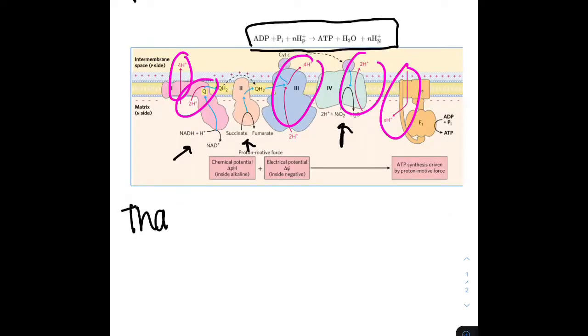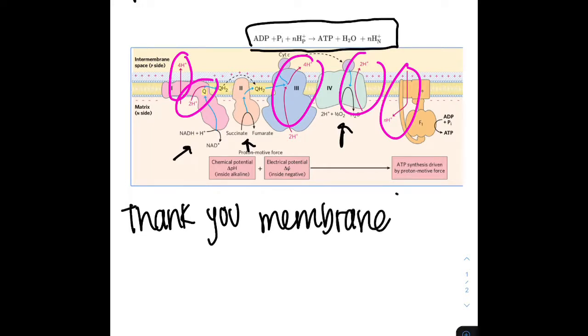Thanks to the inner mitochondrial membrane being impermeable to protons, protons can only re-enter the matrix through the proton-specific channels, like the F0 unit of the ATP synthase.